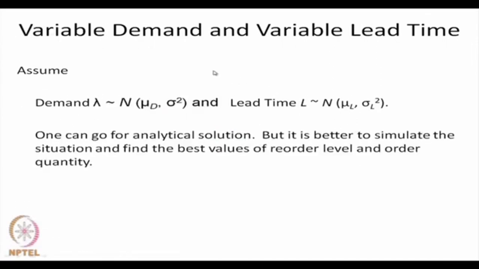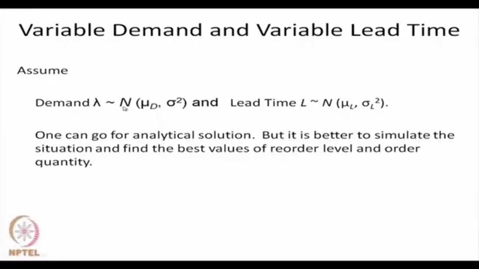Now, we can consider the more general case of variable demand and variable lead time. Now, this is more difficult, and one can of course go for analytical solution. However, one can also go for simulation because it is a little more complex case. That is what we are writing here. The demand follows normal distribution with mean mu d and variance sigma square, and the lead time L also follows a normal distribution with mean mu L and variance sigma square L. One can go for analytical solution, but one can also go for simulation.